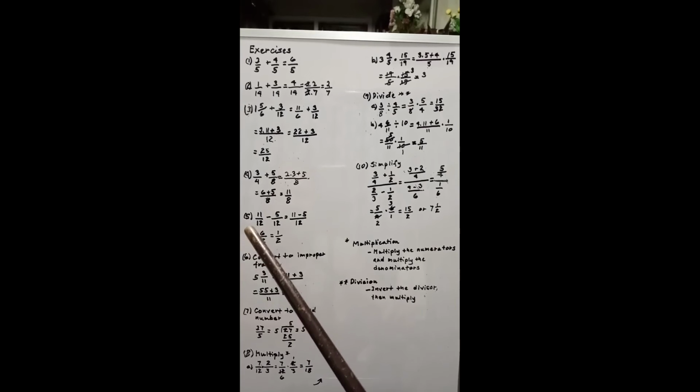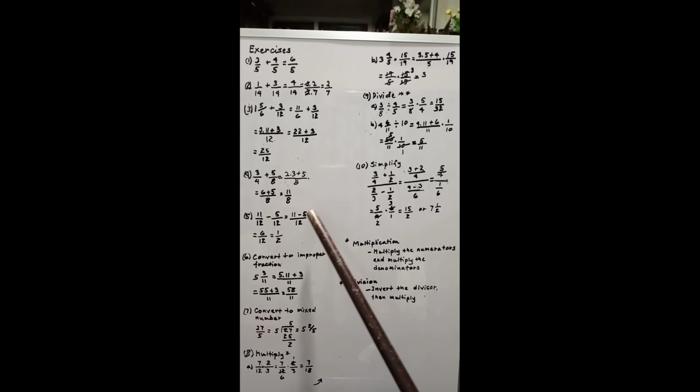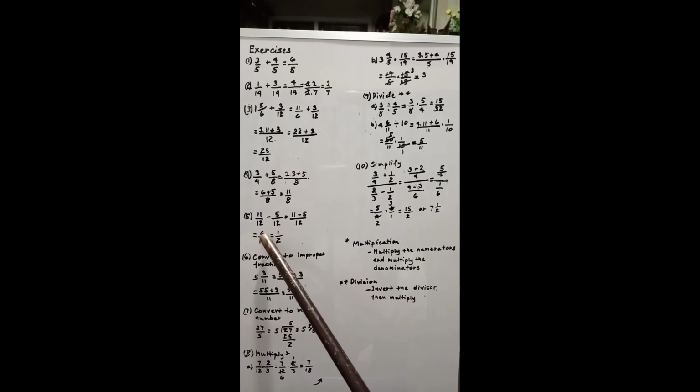Now let's go to number 5. We have 11 over 12 minus 5 over 12. Again, denominators are the same, so we just simply subtract 5 from 11. So you have there 11 minus 5 is equal to 6 over 12. But we can reduce this to its lowest term by dividing by 6. So 6 divided by 6 equals 1. Then 12 divided by 6 is 2. So the answer is 1/2.